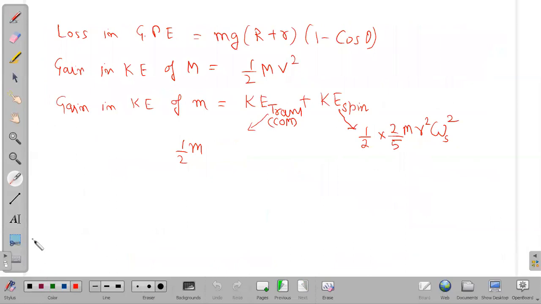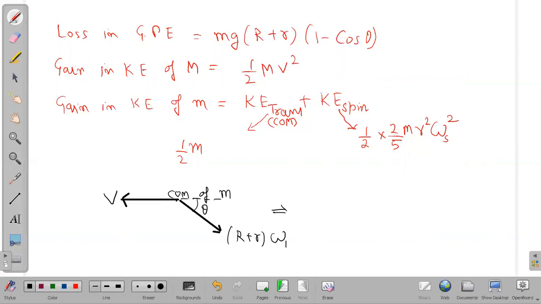So I will explain it here now: the center of mass of that small m sphere has a velocity of capital V to the left side, and it has one more velocity in this direction, which is tangential to the radius vector. The velocity towards left is capital V, and this velocity is capital R plus small r times omega 1, and this angle is theta.